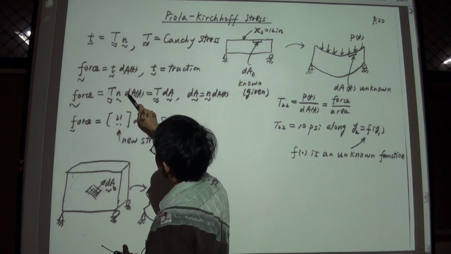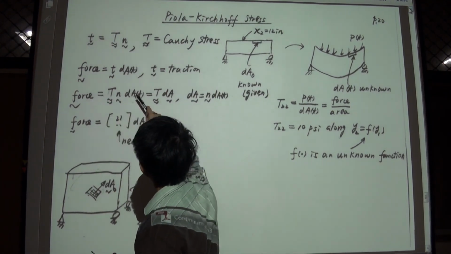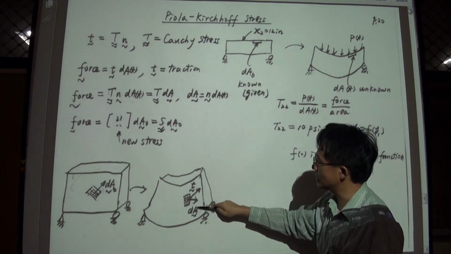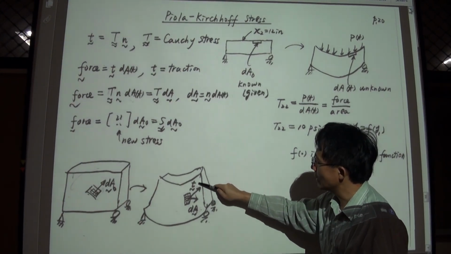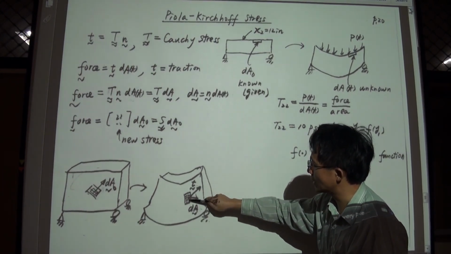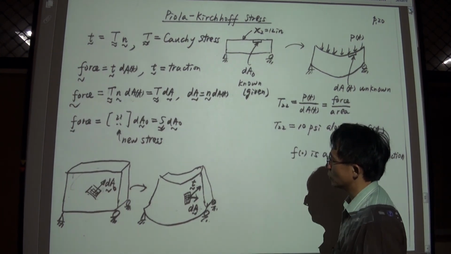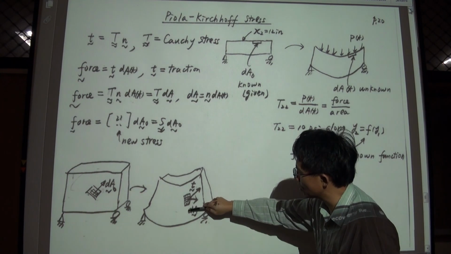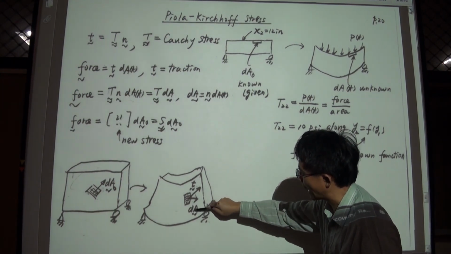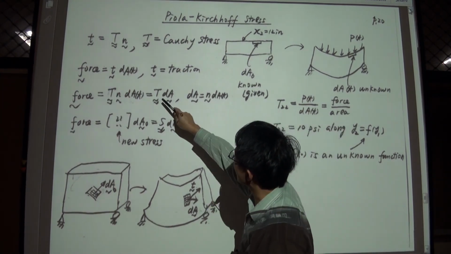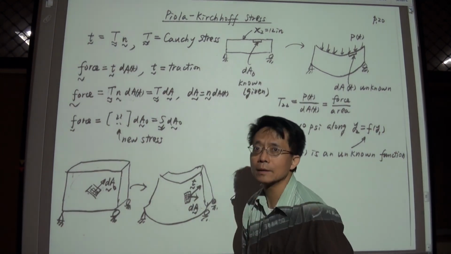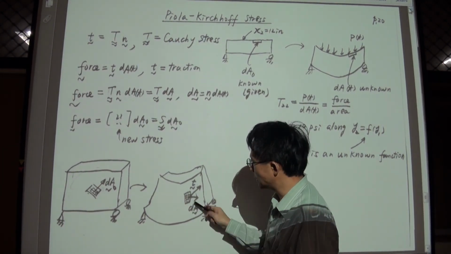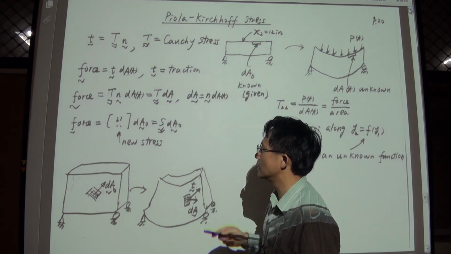In this formula, we are relating the force to dA. This is the force, and this is the dA vector, and then this is the traction. But traction times dA is equal to the force. The force vector is related to the dA vector, the area vector, by the Cauchy stress, right? And this makes the problem very difficult because the dA vector is an unknown.